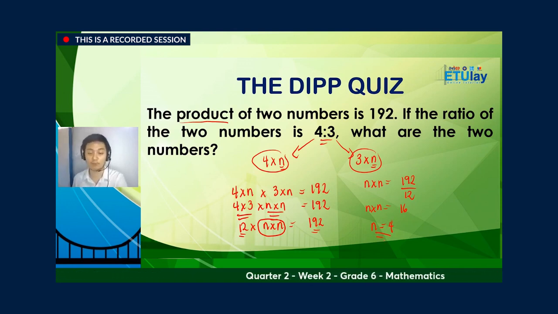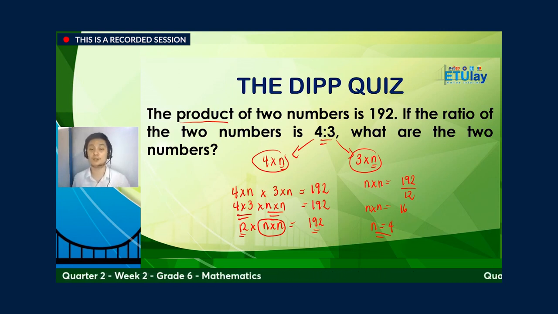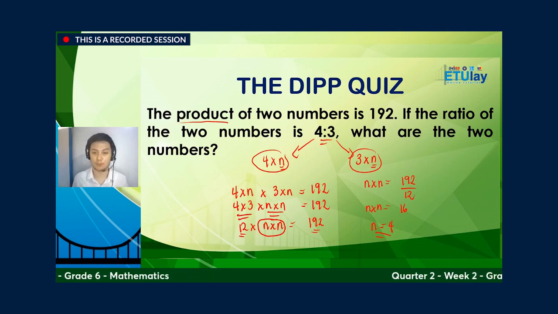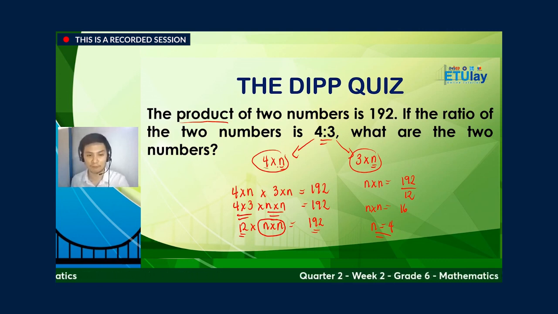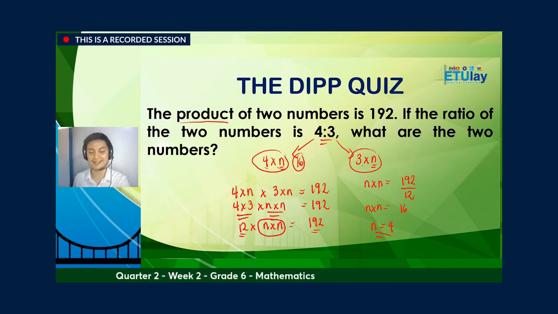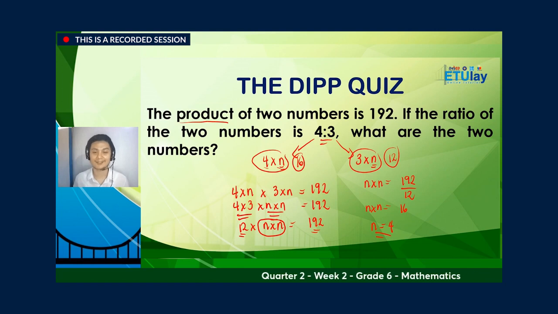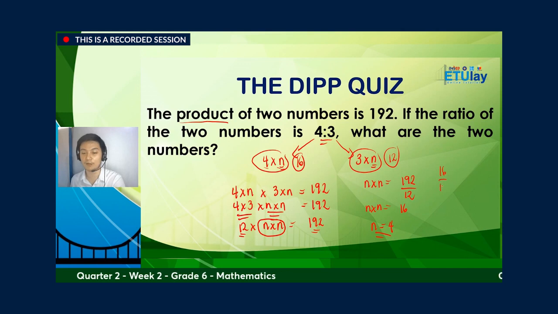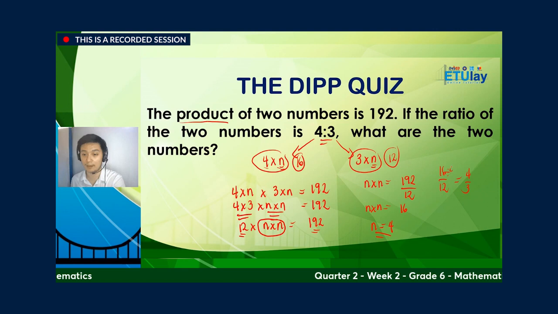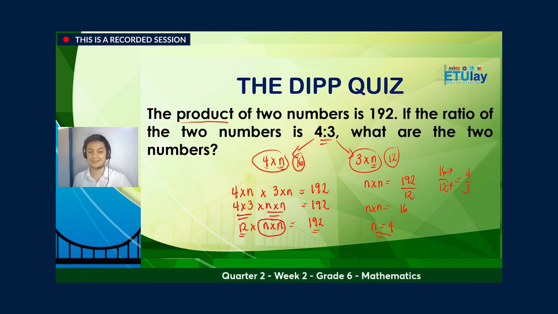And now that we know what n is, we can go back now to the expression 4 times n and 3 times n to solve or to determine the actual numbers involved in this problem. So we have 4 times 4, which is the value of n. Therefore, this is 16. And then 3 times n, which is 4. 3 times 4 is 12. Ibig sabihin, the two numbers are 16 and 12. So 16 times 12 ay 192. And 16 over 12, when simplified, will give us 4 to 3. Kasi they are both divisible by 4. Ayan. So that is already solved.